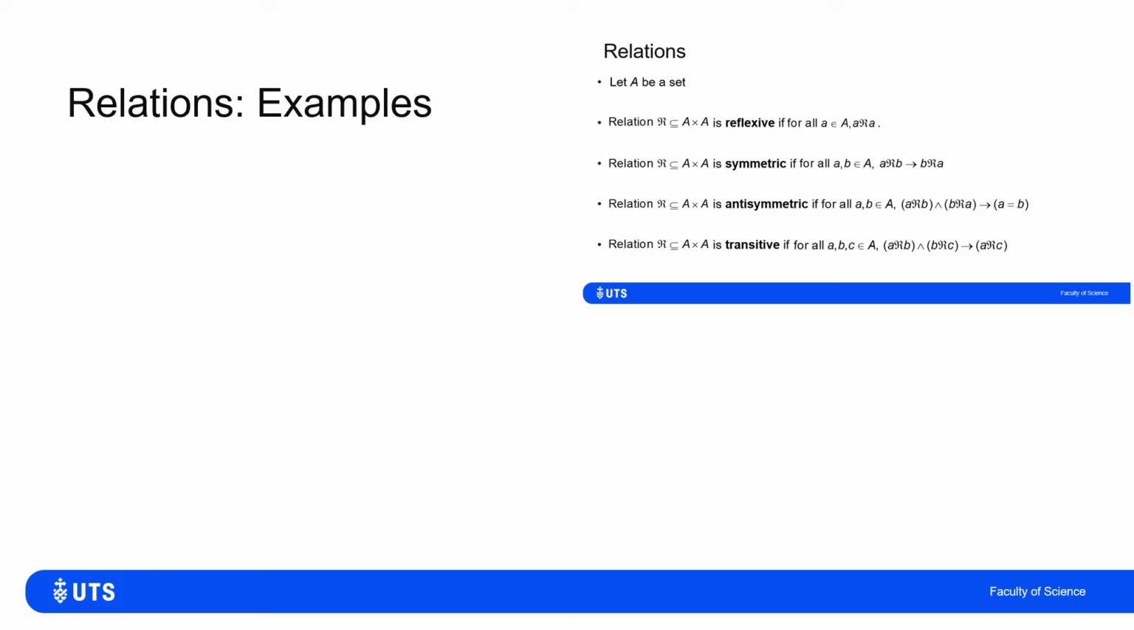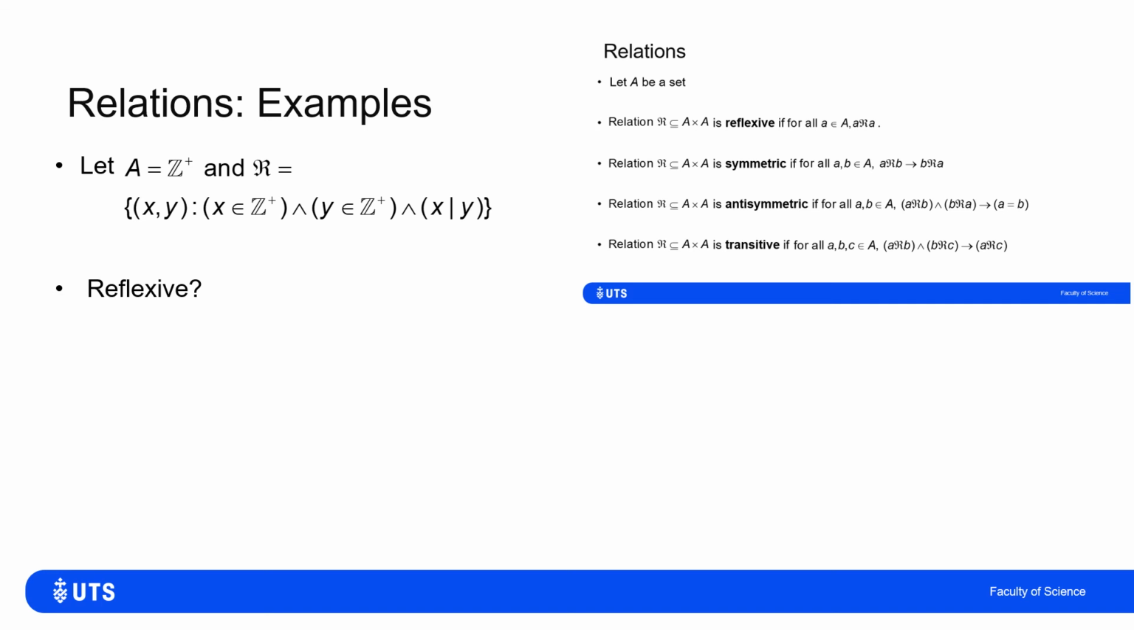Let's do another example. If I start with A being the set of all positive integers, I'll define the relation R to be all ordered pairs (x, y), such that x is from this set A, from the set of positive integers, and the second element of the pair y is also a positive integer, and x divides y. So there'll be an infinite number of elements in this relation. But I'll ask the same questions. Is it reflexive? Is it symmetric? Is it anti-symmetric? Is it transitive?